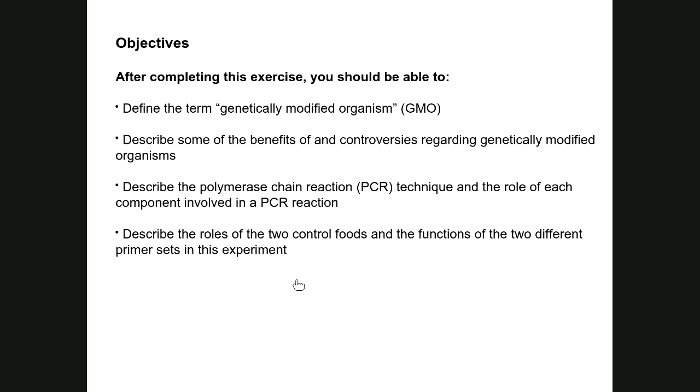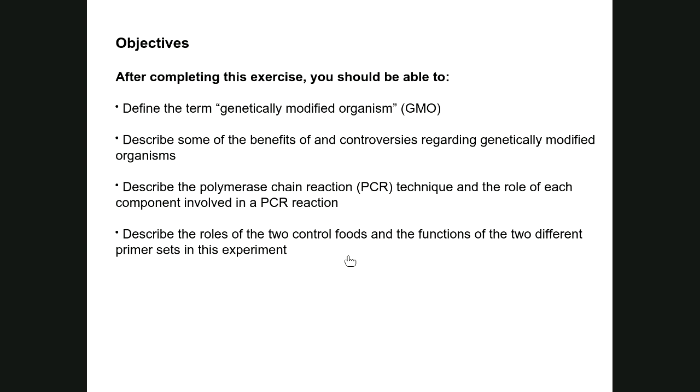So the objectives of this lab are what we hope you'll be able to explain by the time you complete the lab: define the term genetically modified organism or GMO, describe some of the benefits and controversies regarding genetically modified organisms, describe a lab technique called PCR, which stands for polymerase chain reaction. This is DNA replication in vitro, or in a test tube. And then describe the roles of two control foods and the functions of the two different primer sets in this experiment.